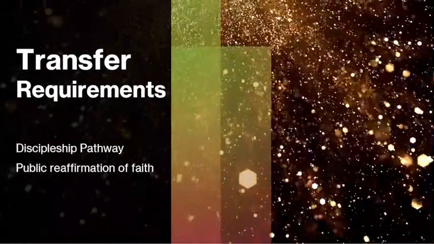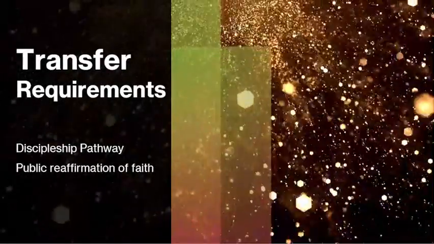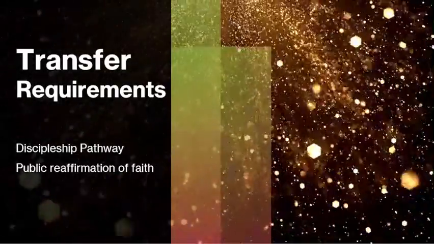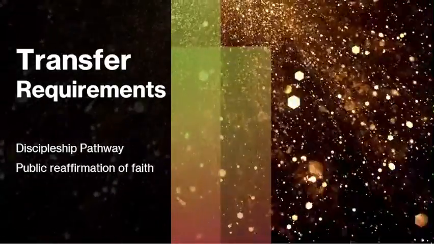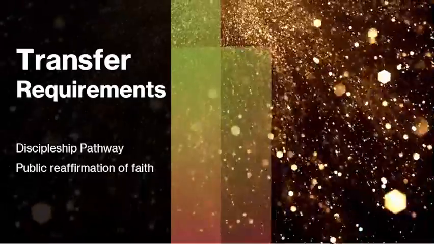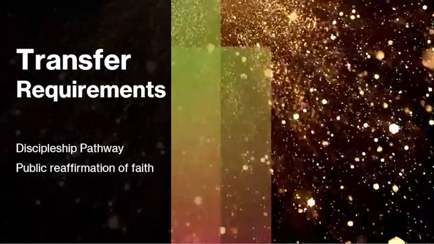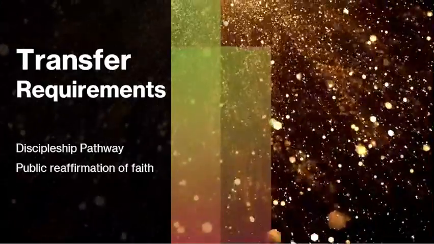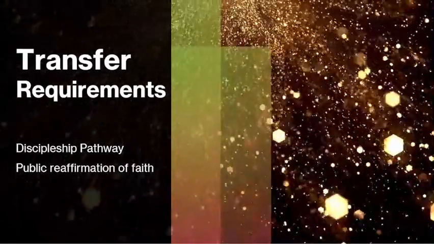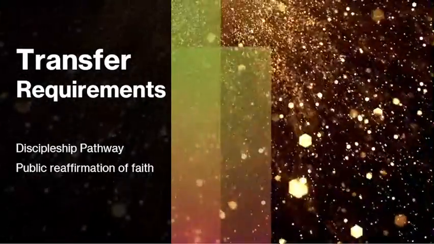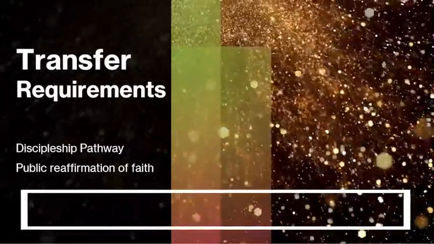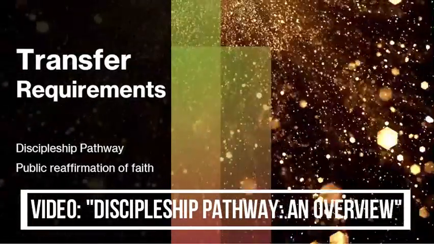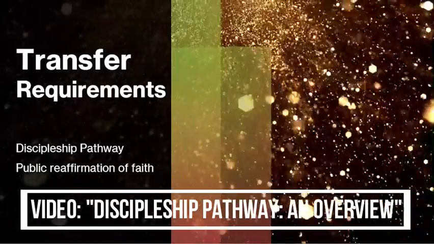If you are currently an active professing member of another church, I will ask you to participate in our own Discipleship Pathway course. It's a course that includes 8 modules or units based on specific topics spread across the 8 months of the school year. Some of them or all of them may be required. For more information about our discipleship pathway, find our video on our YouTube channel, Discipleship Pathway and Overview.